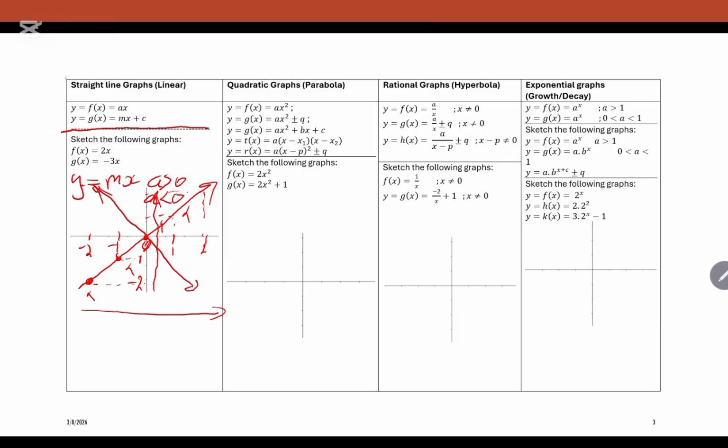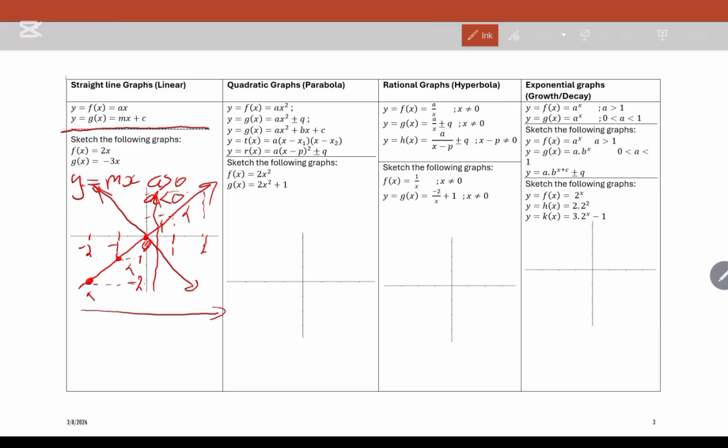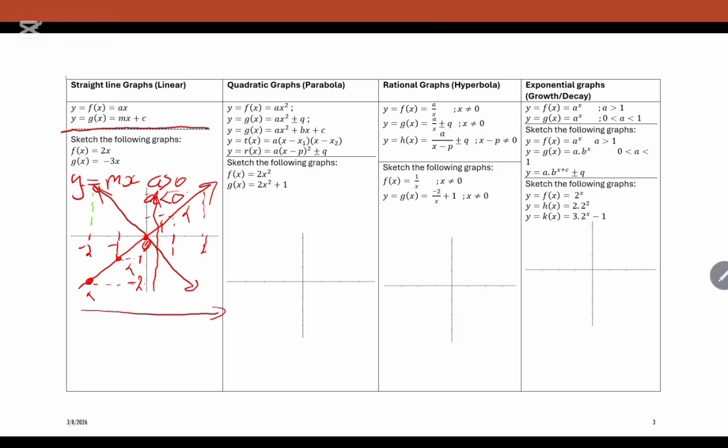Now, if you compare with the graph with the negative gradient, let's see. Let me change the color. When the value of x is -2, the value of y is 2. When x is -1, y is 1. When x is 0, y is 0. When x is 1, y is -1. When x is 2, y is -2.